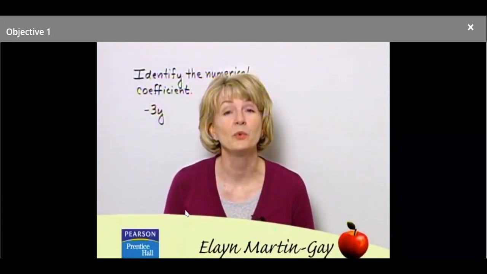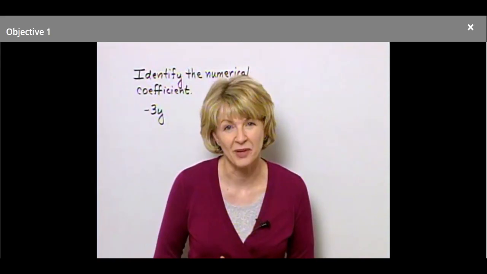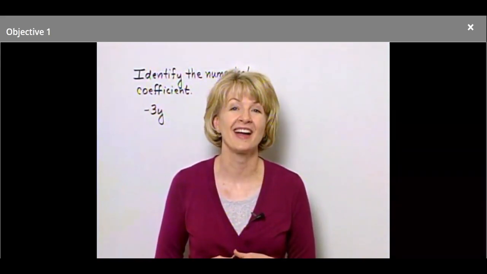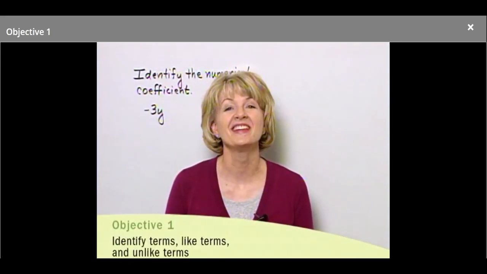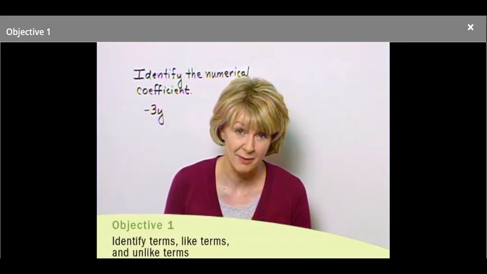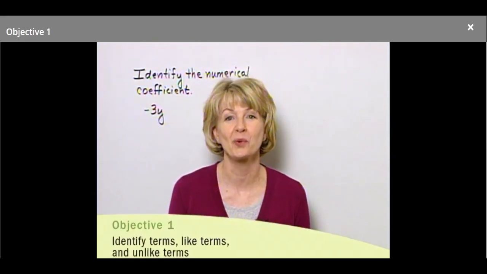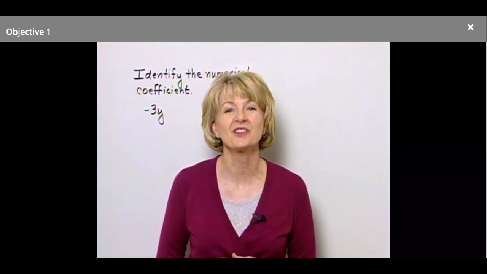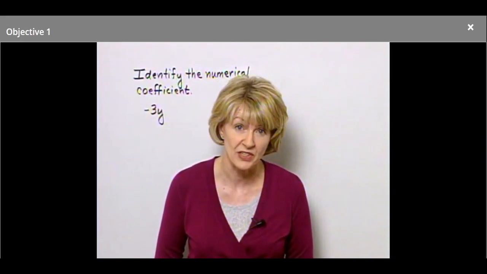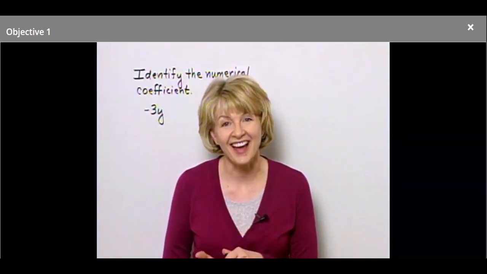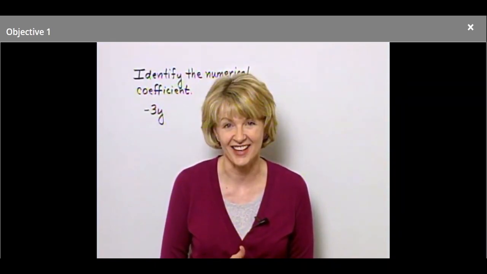During this segment, we'll simplify algebraic expressions. Before we simplify algebraic expressions, we need to go through a few vocabulary terms. First of all, we need to talk about what we mean by the word term, also what we mean by numerical coefficient, and what we mean by like terms and unlike terms.